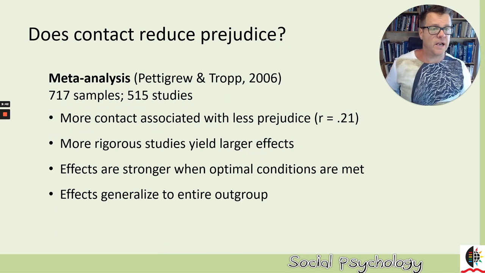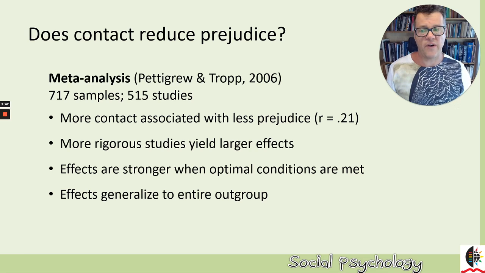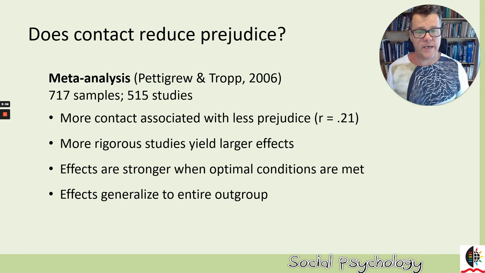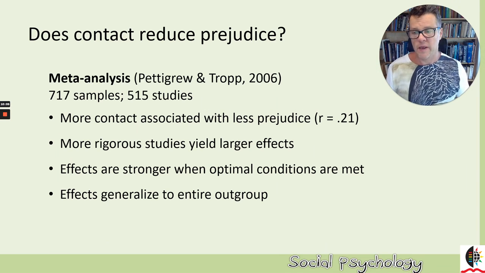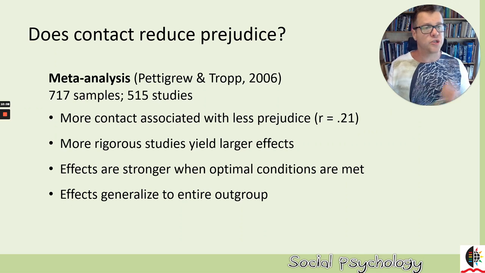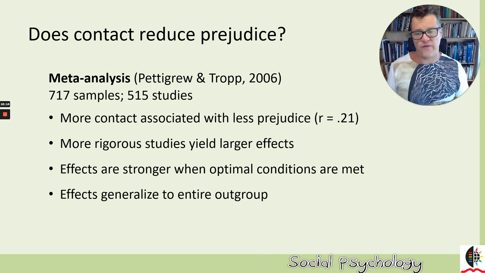A meta-analysis is an analysis of a whole lot of studies. So 515 different empirical studies on the effects of contact on prejudice reduction were meta-analyzed in a famous paper by Pettigrew and Tropp. And there is lots and lots of evidence for the power of intergroup contact to reduce prejudice. The more contact, the less prejudice. The more rigorous the studies, the stronger the effect. The better the research, the stronger the effect. When the optimal conditions are met, the stronger the effect.